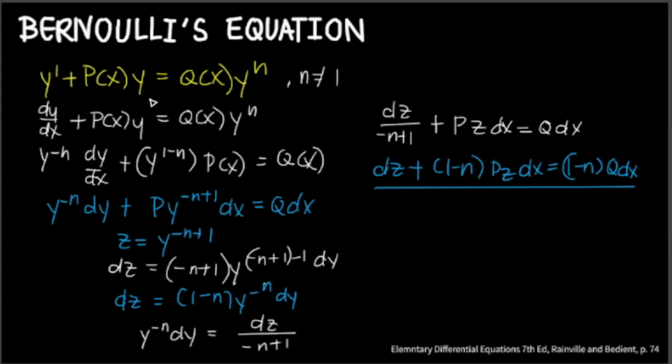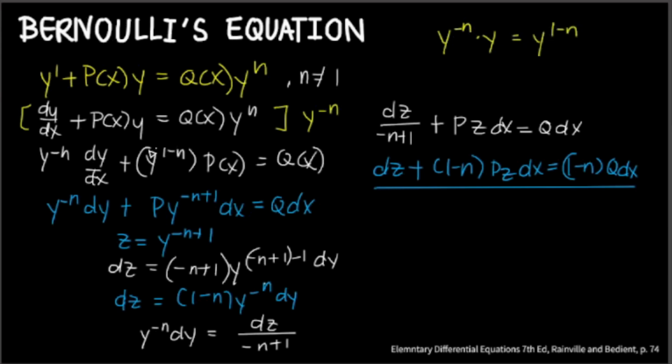Otherwise, sabi sa libro, it can be considered as a separable equation kung equals to 1 yung n natin. Start tayo. Sa y prime, alam natin na dy over dx siya. So, pinalitan natin dy over dx plus p of x y, tapos copy lang natin to. Tapos, sunod natin ginawa dyan is minultiply natin sa y raised to negative n. Magiging siyang y raised to negative n dy over dx, tapos y raised to negative n times y.